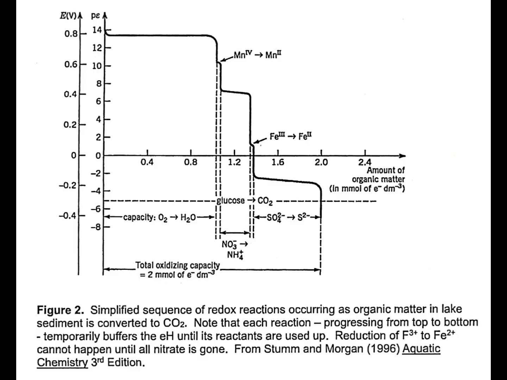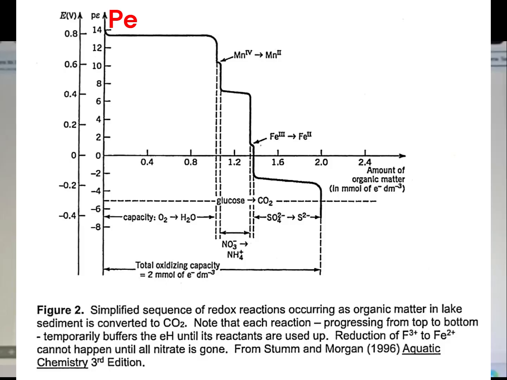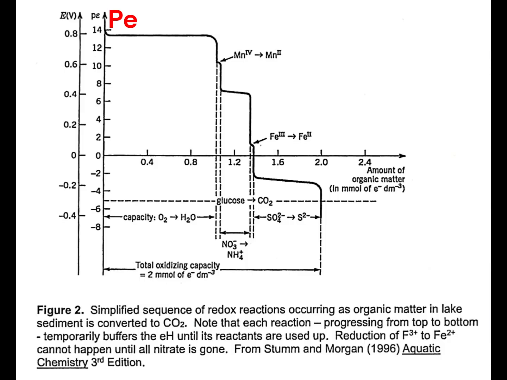So what's on the vertical axis here, which is labeled PE, is a measure of how oxidizing or reducing the conditions are. So this functions like pH. pH is a measure of how acidic things are. And when pH is high, things are basic, and when pH is low, they're acidic. PE works the same way. So when the number is big, like 14 up here, conditions are very oxidizing. And as you go down the axis here toward negative values, things become very reducing.